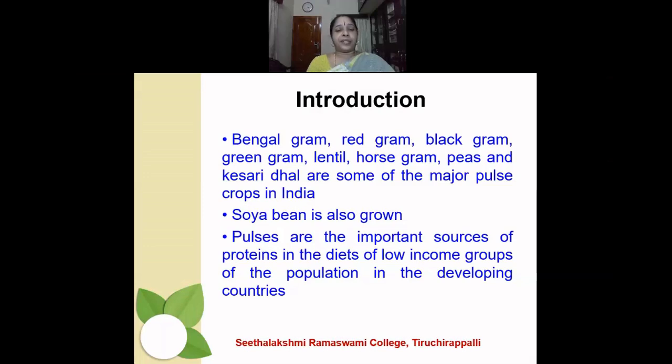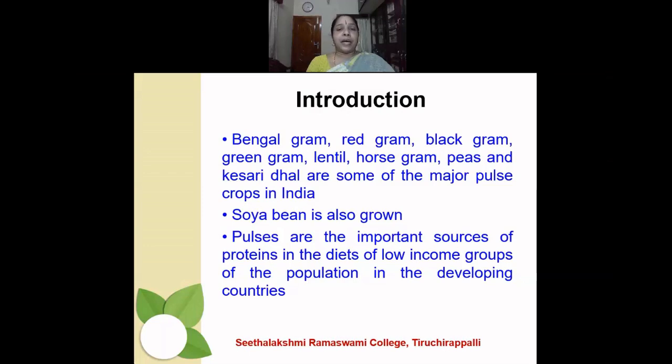Pulses are the important sources of protein in the diets of the low income group of population in developing countries. We have studied in the basic 5 food groups that the pulses and legumes belong to the second food group. These foods give us plenty of protein. Of course, they give us energy, but they are rich in protein, vitamins and minerals. They provide the majority of the protein requirement of people, particularly vegetarians and people of low socio-economic status, that is the poor people.